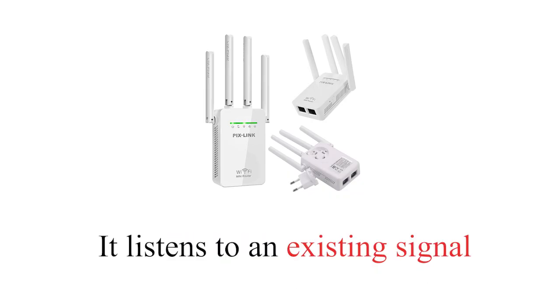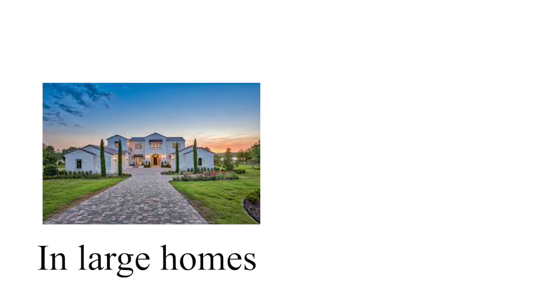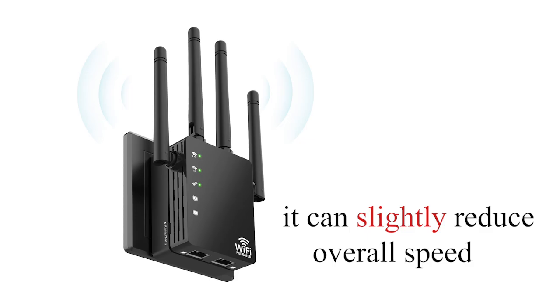Repeater. A repeater extends the range of a network signal. It listens to an existing signal, strengthens it, and sends it out again. This helps eliminate dead zones in large homes or buildings. However, because it has to receive and retransmit the signal, it can slightly reduce overall speed.